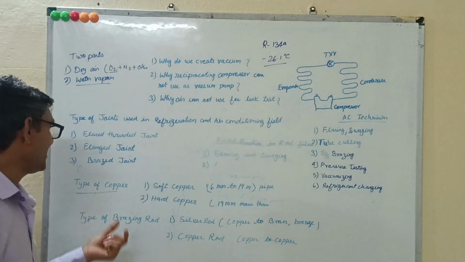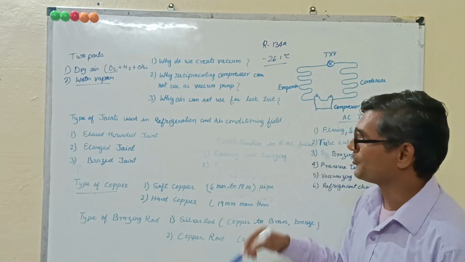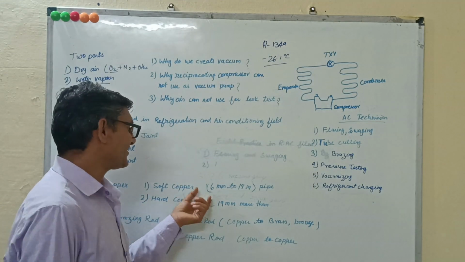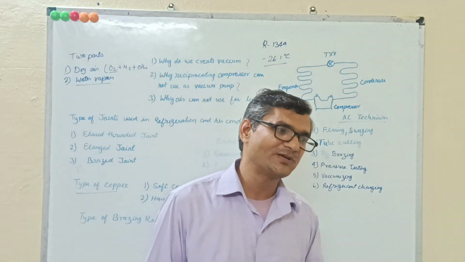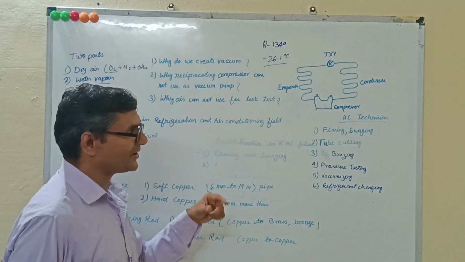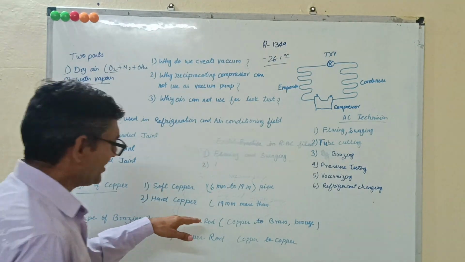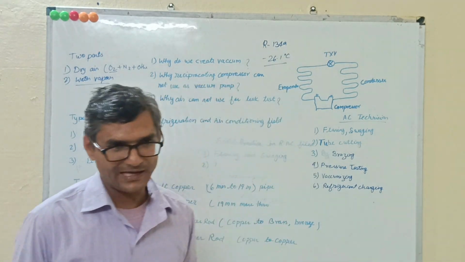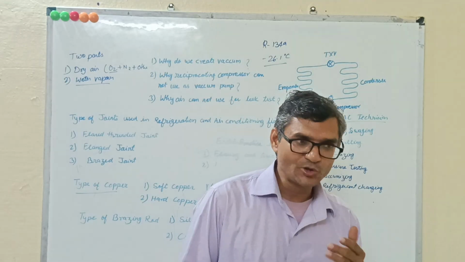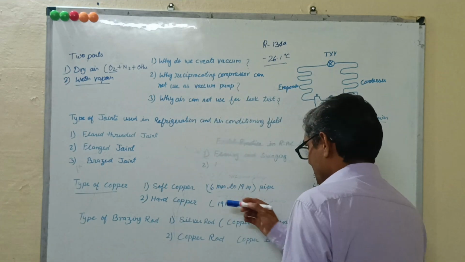Okay, next we are coming to types of copper. In refrigeration and air conditioning, these are very important terms: types of joints and types of copper. Copper tube from 6 mm to 90 mm is called soft copper tube. We can cut it easily, and soft copper can be cut with a tube cutter. But copper with more than 19 mm internal diameter is called hard copper. It is not possible to cut it with a tube cutter. We can use a hacksaw for cutting this copper tube.